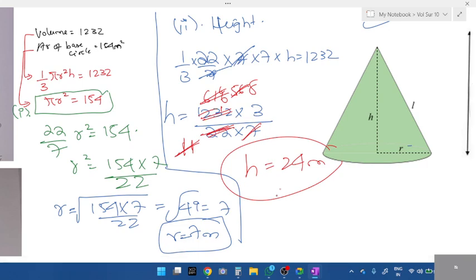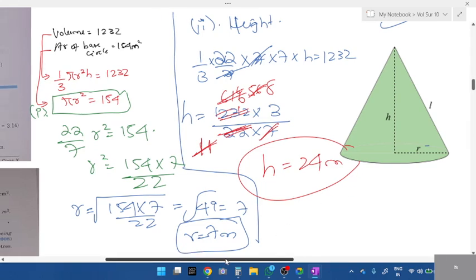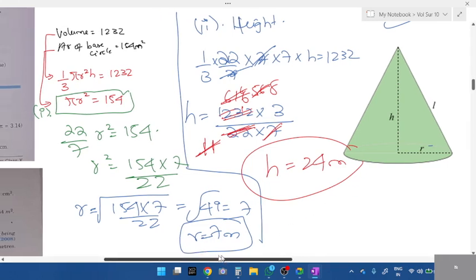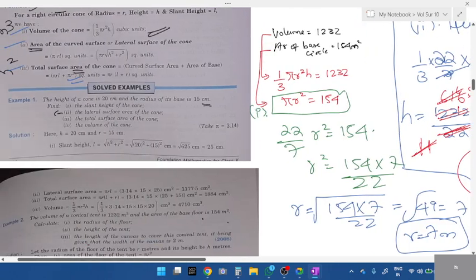So these are some direct questions, students. Direct questions, I think in 2020 or 22 they have stopped. But still for practice, we are doing this. These are some direct questions. H is equal to 24. All of you got the answer, 24? Okay, meters. Next, what is asked here?